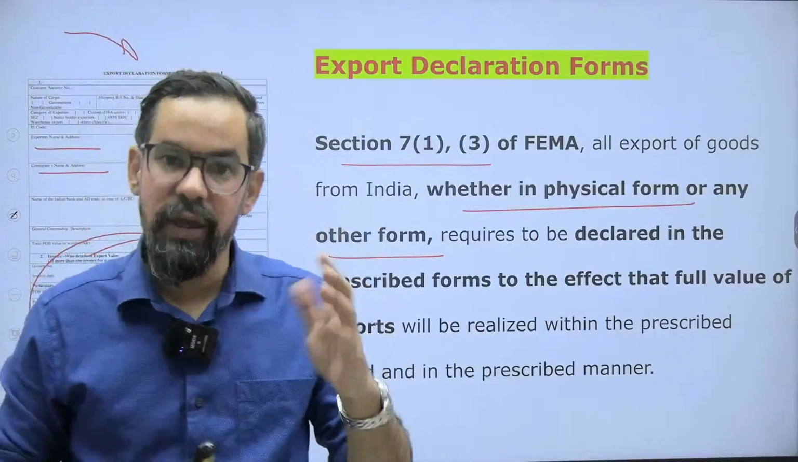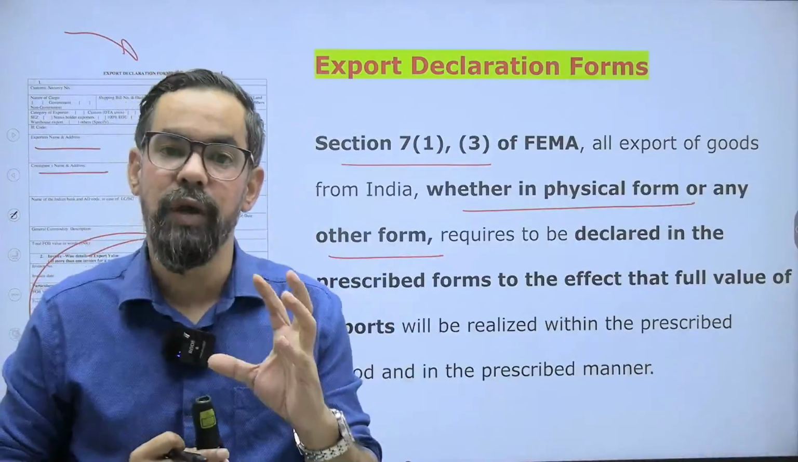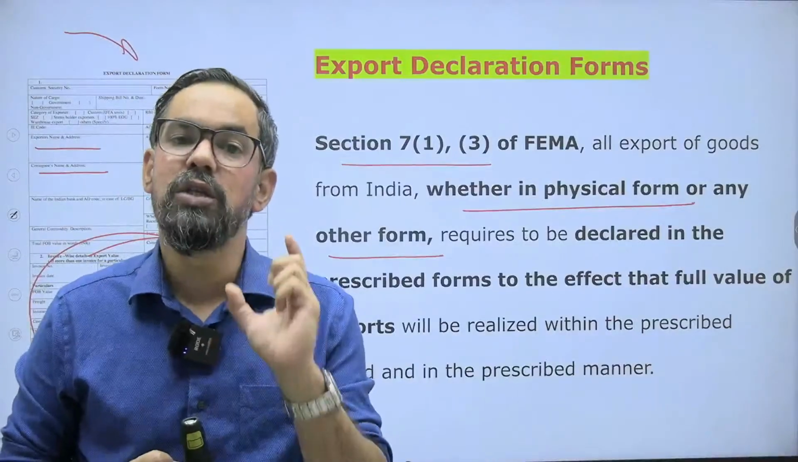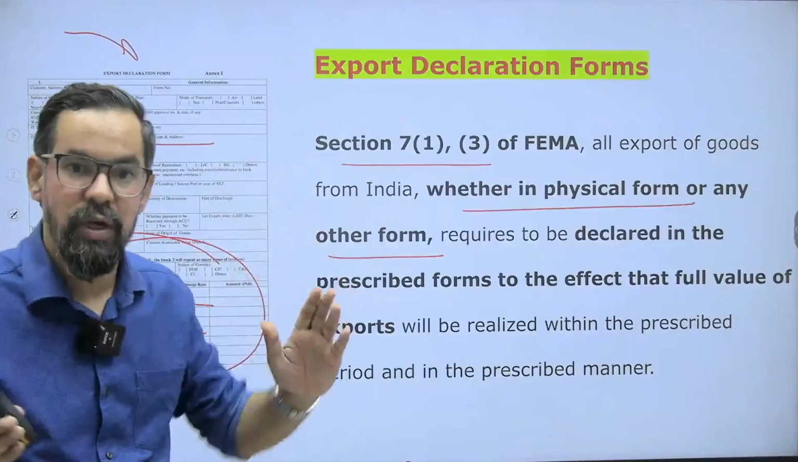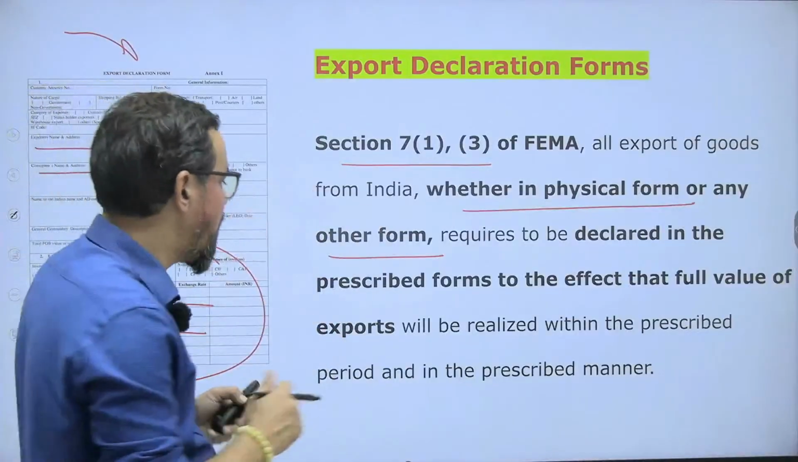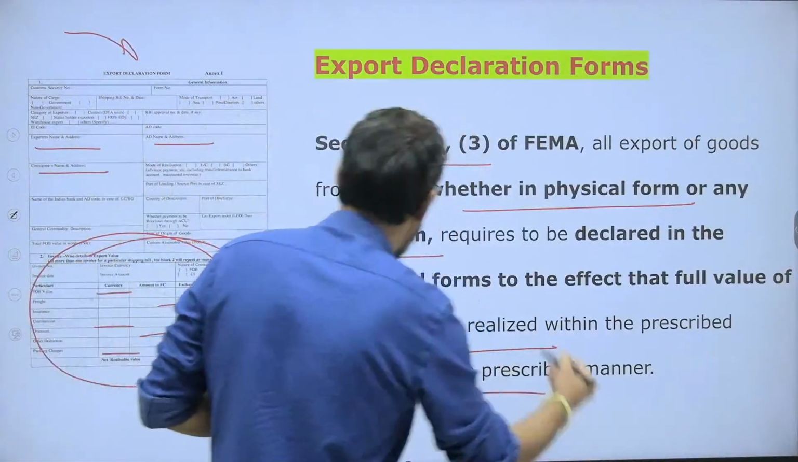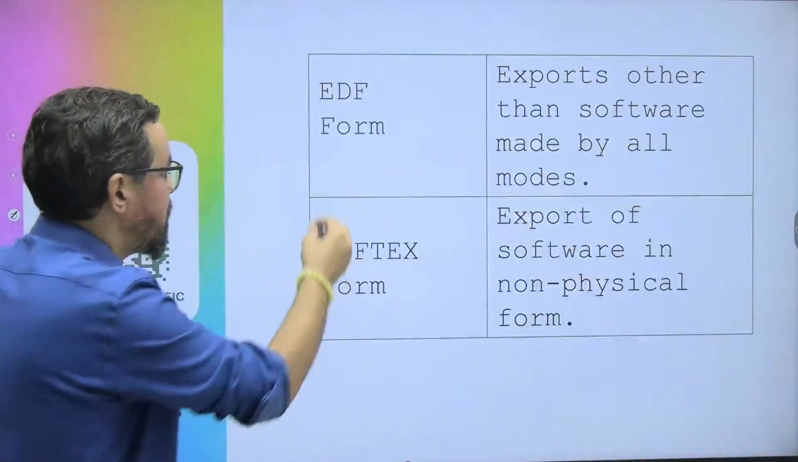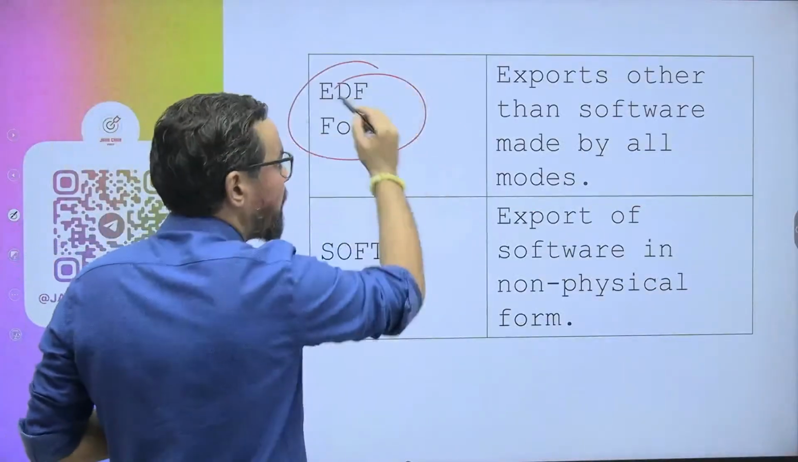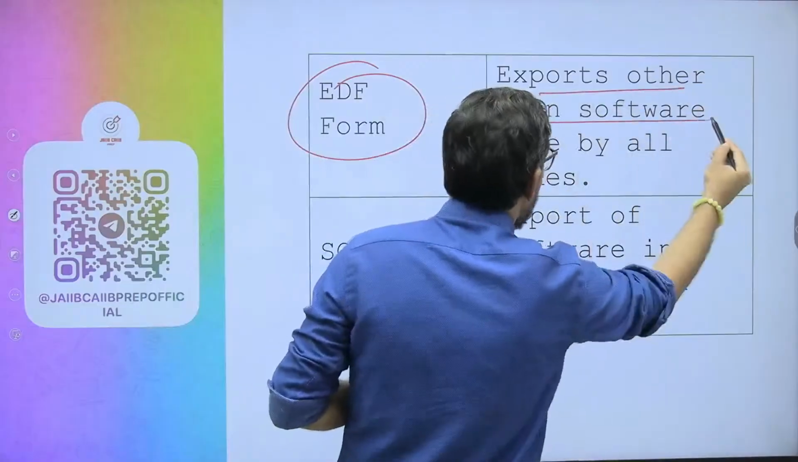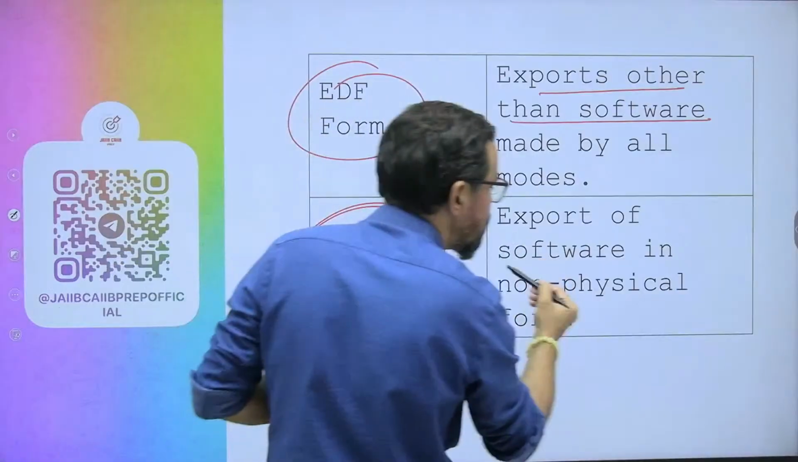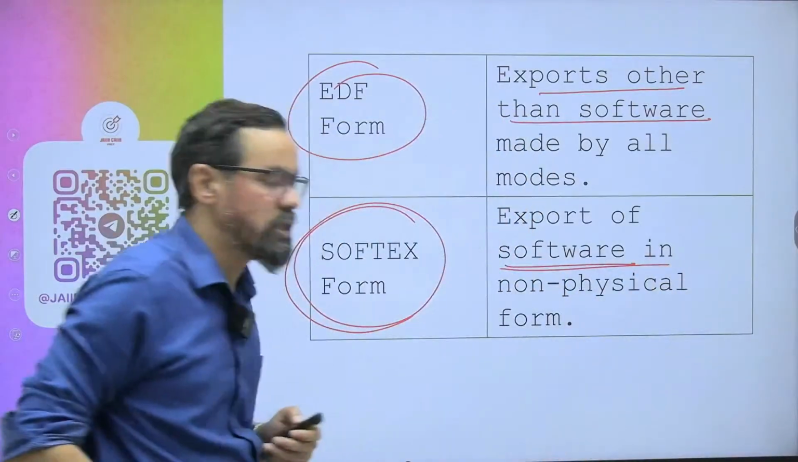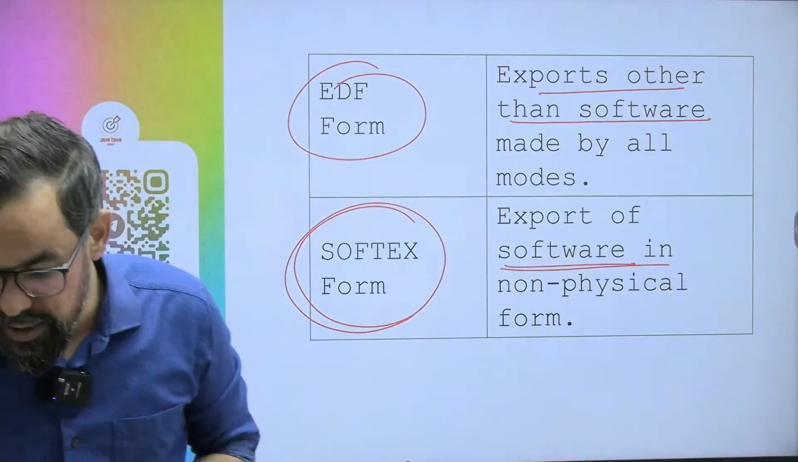For software we have Softex. In case of software we use one form that is known as Softex, software export. Apart from software we use EDF. So the declaration will be realized in this area. The EDF form is for exports other than software, made by all modes, and Softex we generally use for the export of software, on a non-physical basis. So they are generally categorized in this way.